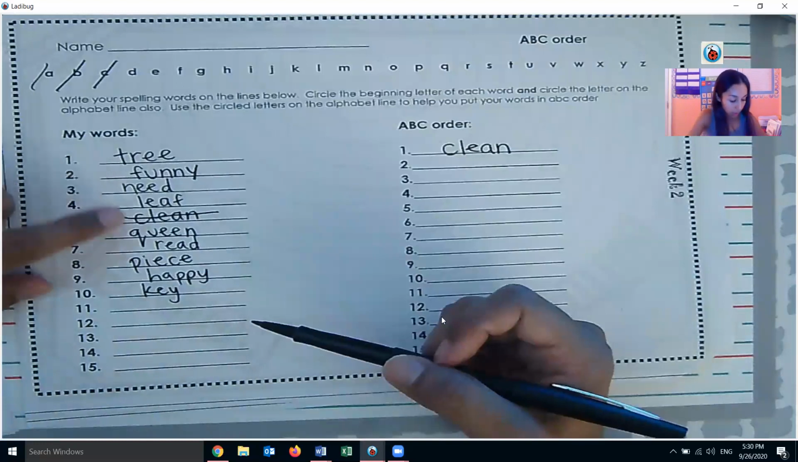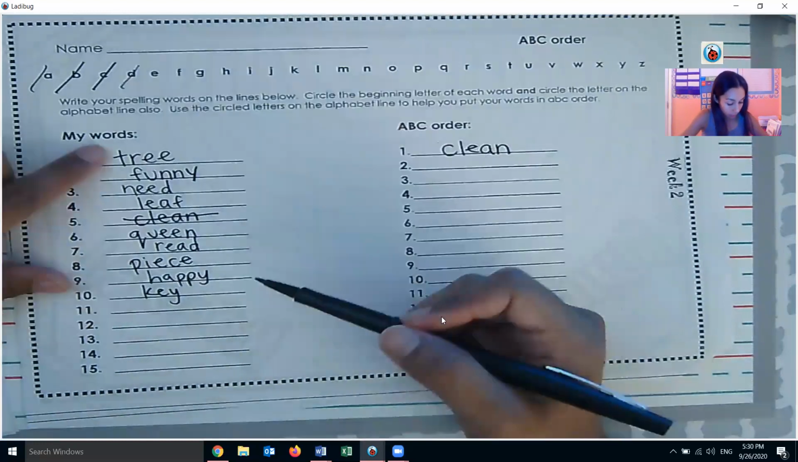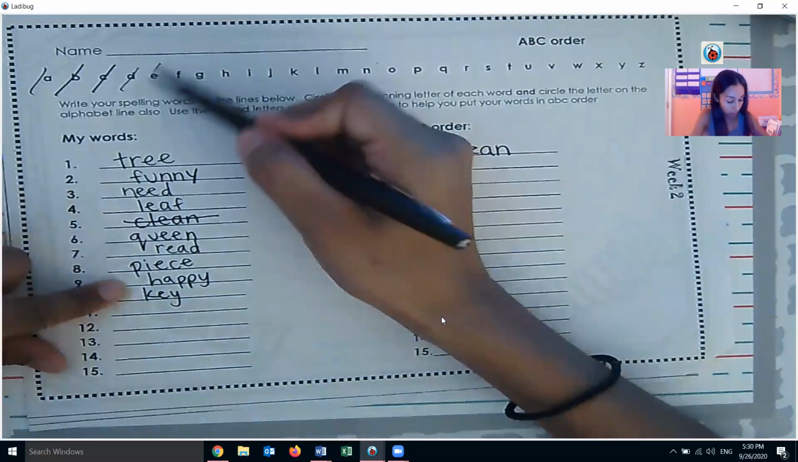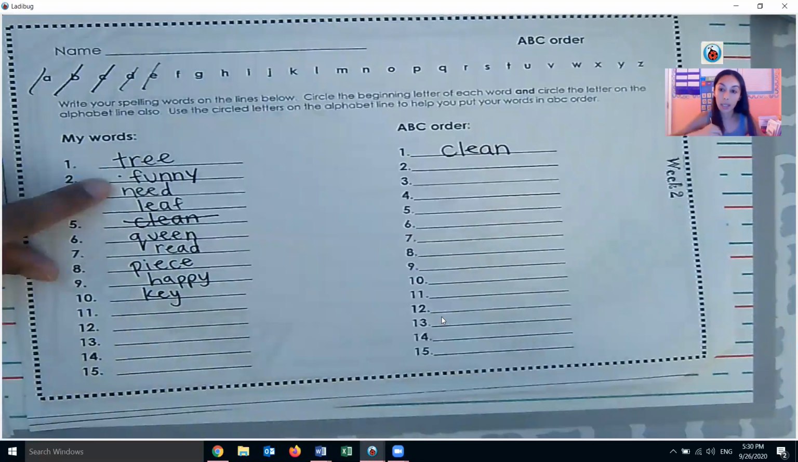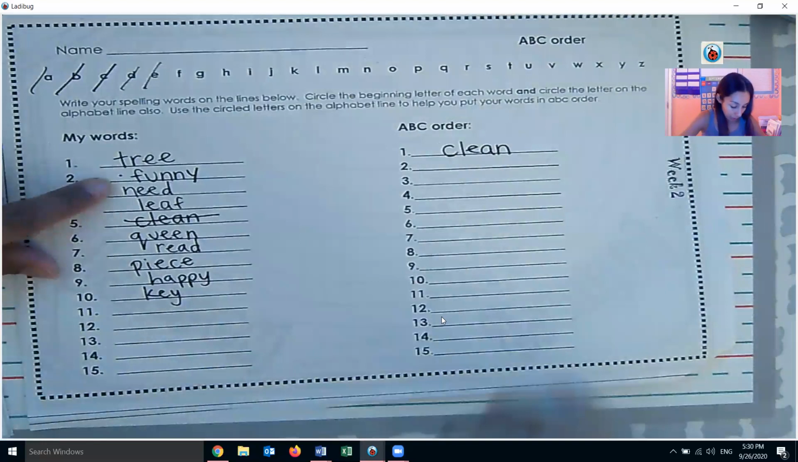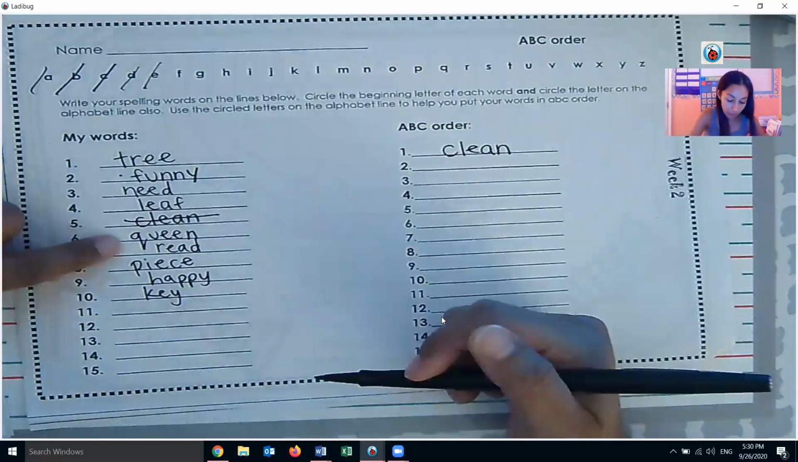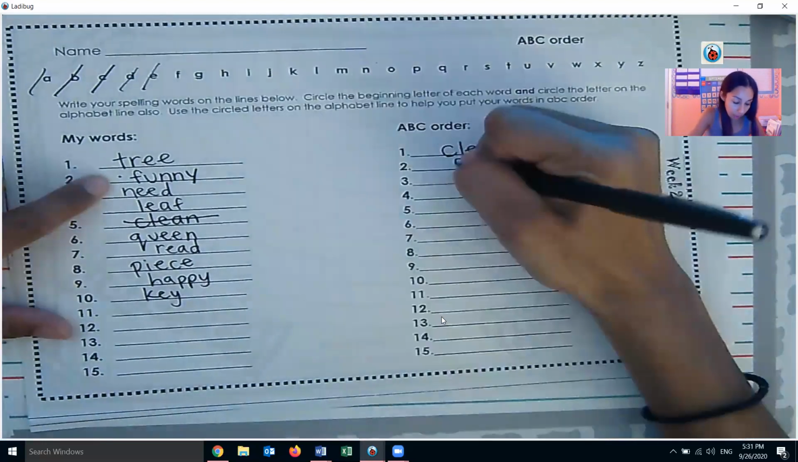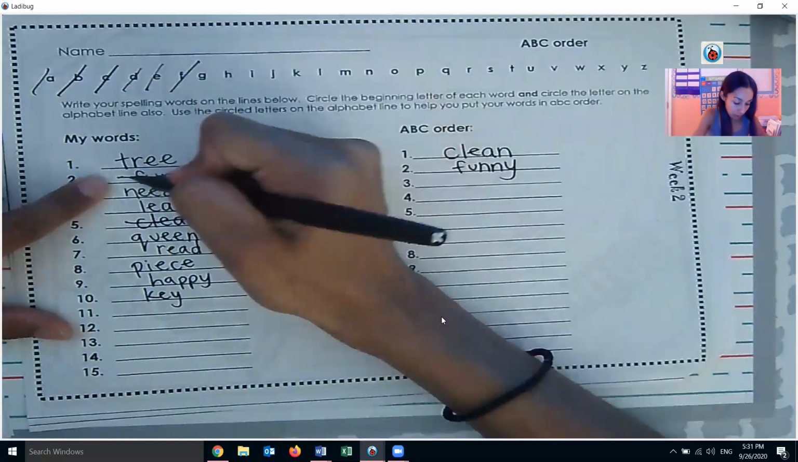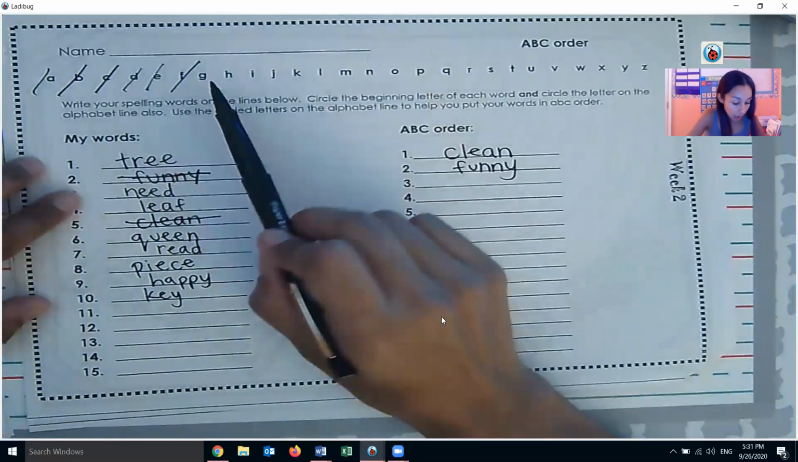Don't see any D's. E. No E's. F. Ooh, I see an F here, but I'm going to keep looking in case there's more F's. Nope, this one F, funny. Okay, so I'll write funny and cross off F, cross off funny.